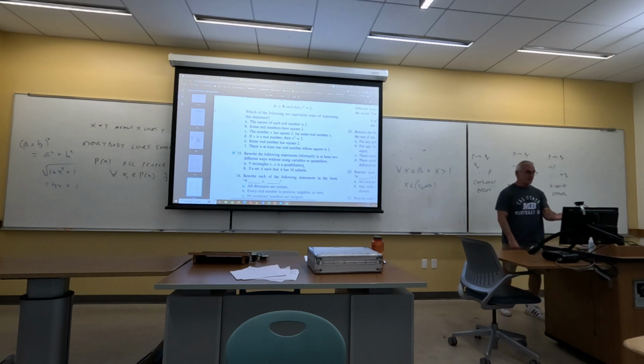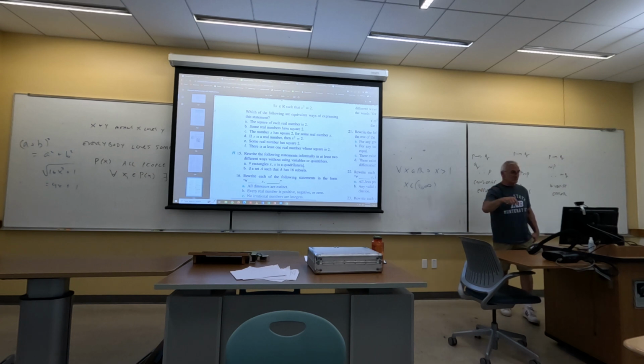So when we look at the statement, A says the square of each real number is 2. We know that's false. The second statement says some real numbers have a square of 2. Yeah. That's exactly what the original thing says, but it's completely different wording and there's no symbols. So that's the point. So let's keep going.